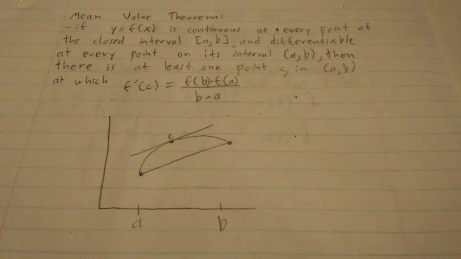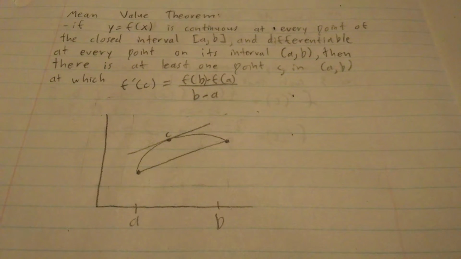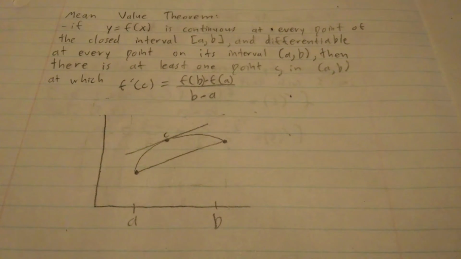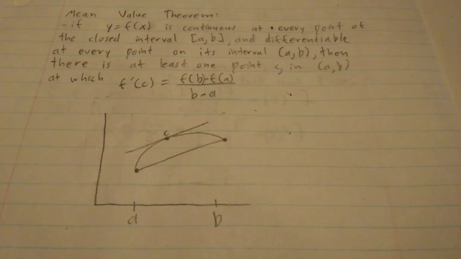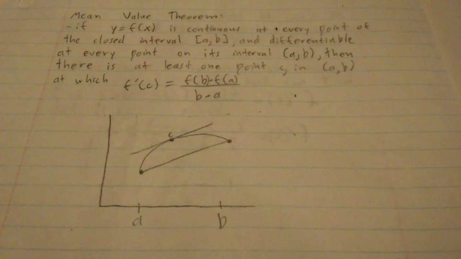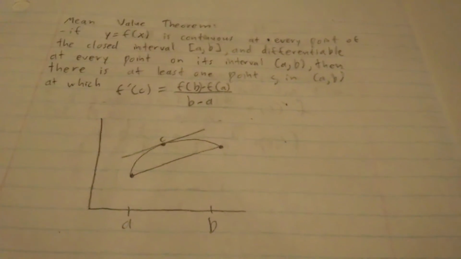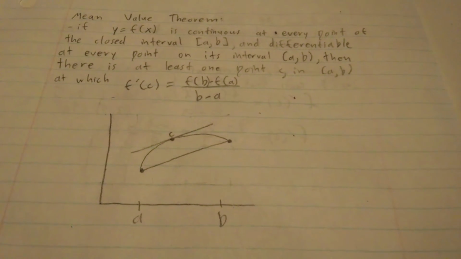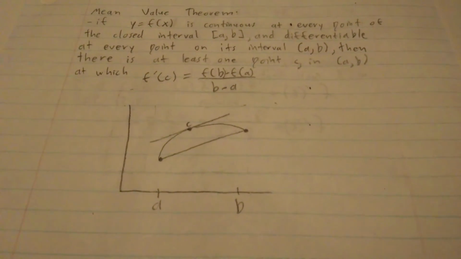So f of b minus f of a over b minus a represents the slope from a to b because it's similar to doing y2 minus y1 over x2 minus x1 to find the slope between 2 points. So this tells us that if we draw a line from a to b, it would have the same slope as one of the tangent lines of the interval.